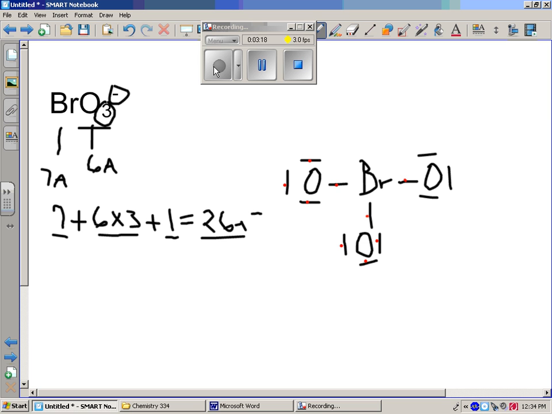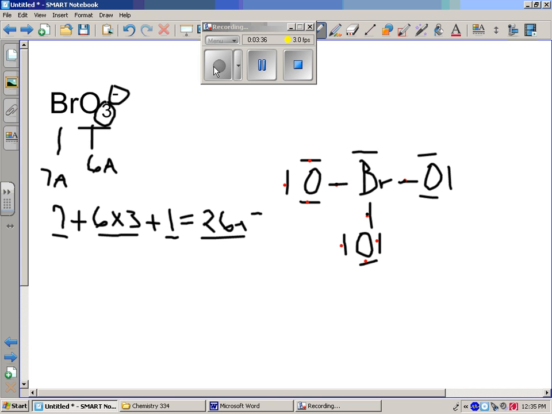The oxygens all now have a complete octet. Notice that they have 4 lines in contact with them on each side, which is 2 electrons apiece. But the bromine in the center only has 3 lines in contact with it right now. So the last 2 electrons can belong just to bromine by itself.